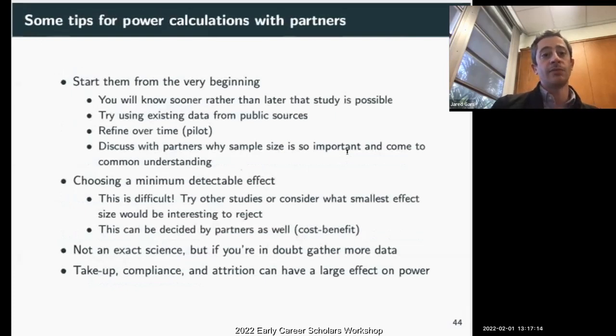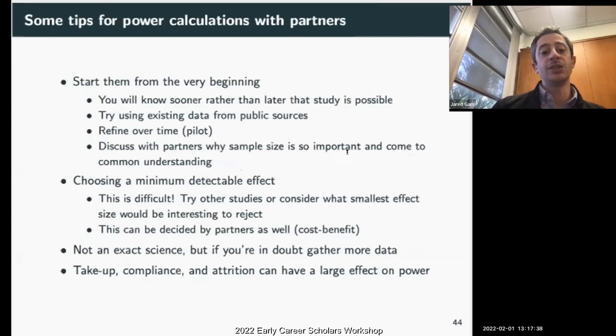One is to start from the very beginning. As I said at the start of this talk, you should always be thinking about power at the very beginning. And then you'll know sooner rather than later if the study is possible. If you don't think about this and you think about it towards the end, you'll find out that basically everything that you've done might have been useless because you won't actually be able to detect an effect.